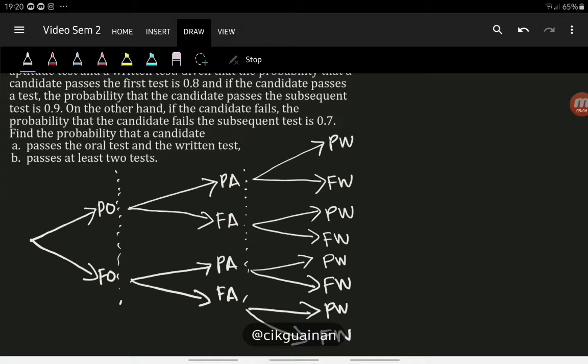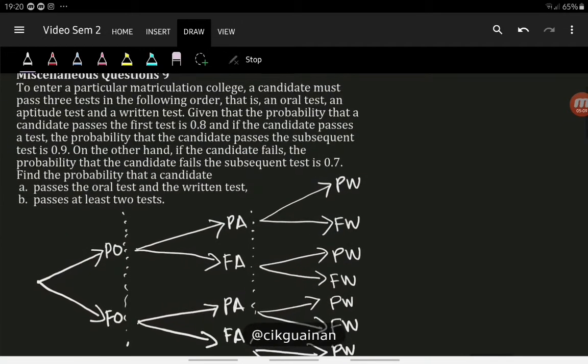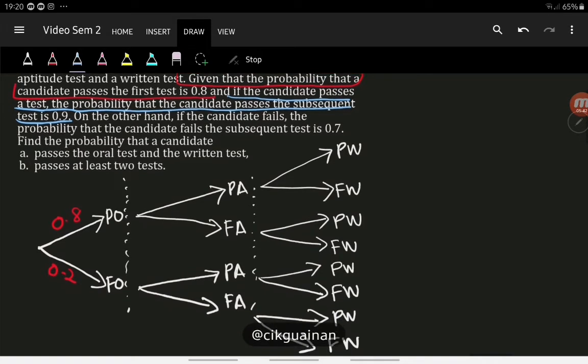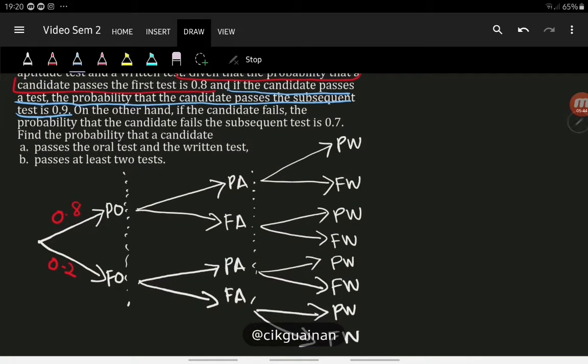Now we need to fill up all these branches with the probability appropriately. What is the first information given? The probability that a candidate passes the first test is 0.8. So passing the first test is 0.8, this one 0.8, this one 0.2. And if the candidate passes a test, the probability of passing the subsequent test is 0.9. So from this we can fill up all those related branches.